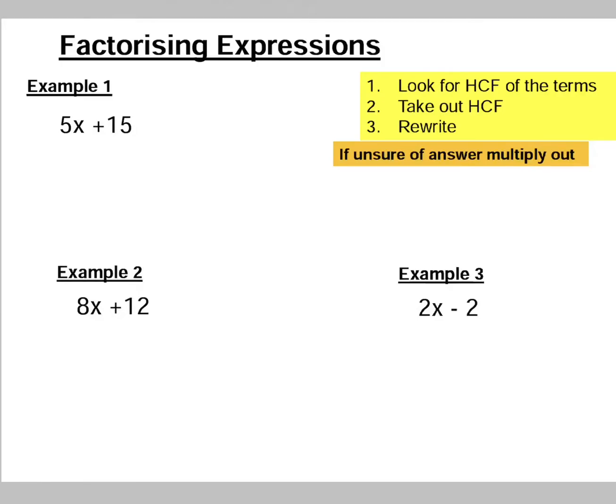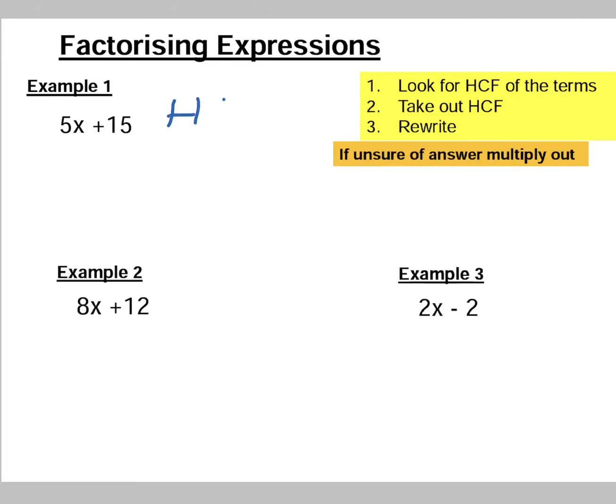In this video, I'm going to be introducing you to factorizing. With factorizing, it really means writing an expression in a different form, kind of like simplifying it. So if you look at the first example, we need to look at step one, look for the highest common factor of the terms. So the highest common factor, so the highest number that will go into 5 and 15.